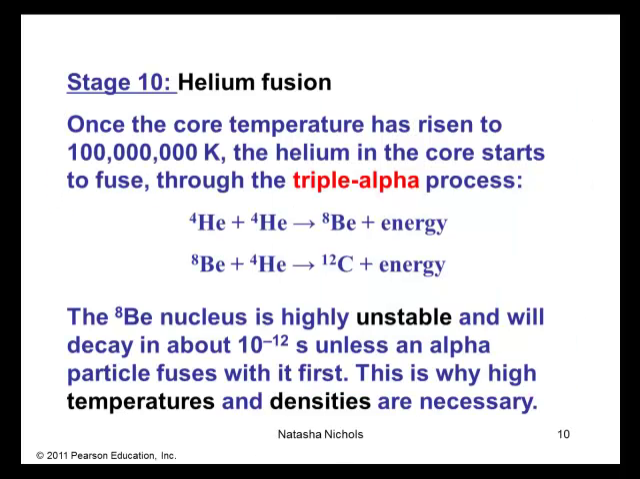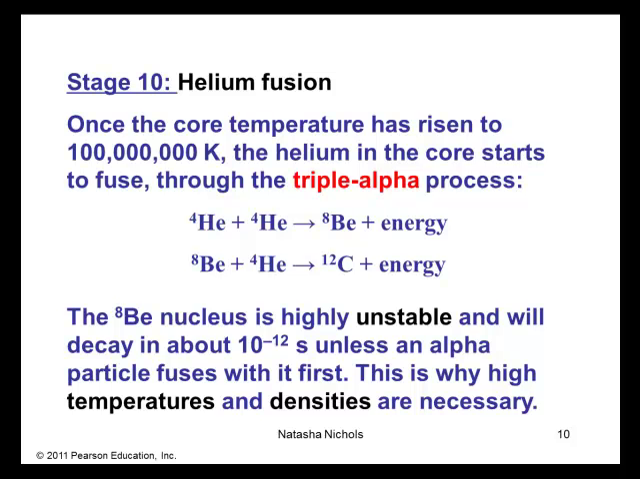Stage 10 is what we call helium fusion. Once the core temperature has risen to 100 million Kelvin, the helium in the core starts to fuse through the triple alpha process. So you can see there, two helium atoms are fusing together to give beryllium-8 and some energy. That beryllium-8 then in turn fuses with helium-4, and we get out carbon-12 plus some energy.